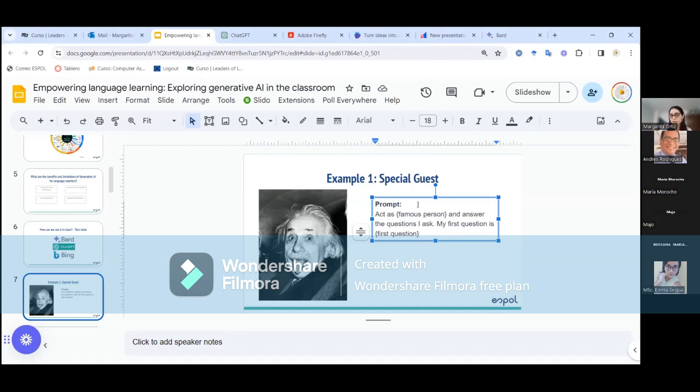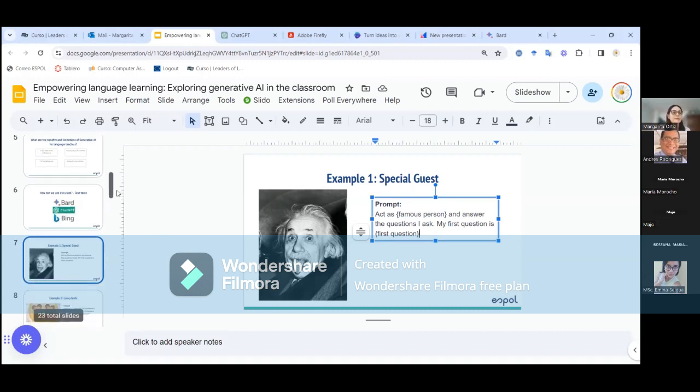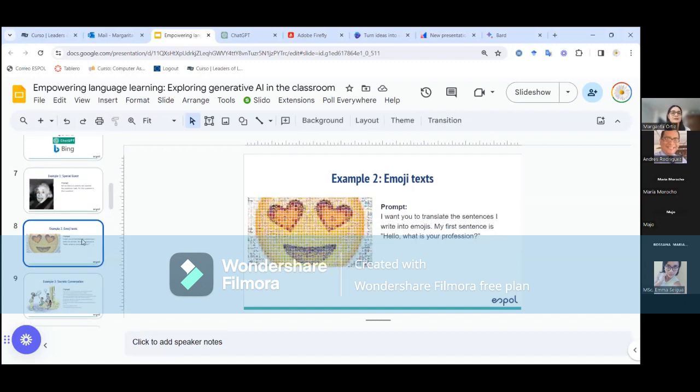After I give you the 3 examples, we can have a pause and then you can ask me any question. Yeah. So that's for example number 1. Let's take a look at example number 2. Okay, we have emojis. Something that I didn't know is that ChatGPT can create emojis.